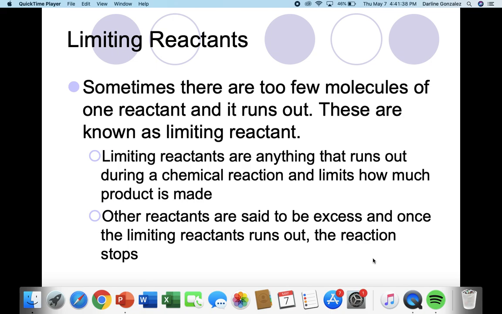Also, limiting reactants is when, let's say, for example, we have 2 reactants, meaning something on the reactant side, and one is going to run out. This is known as a limiting reactant. So limiting reactants are anything that runs out during a chemical reaction. This limits how much product can really be made. So one of your reactants is always what we call a limiting reactant. And then the other reactant is said to be in excess, meaning it won't run out as fast as the other.